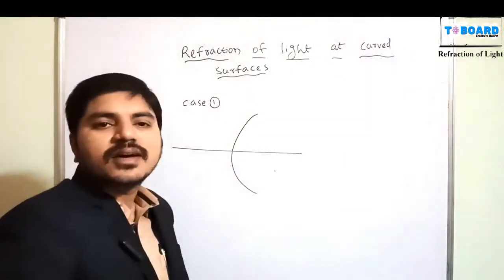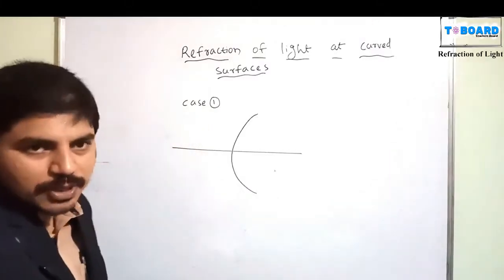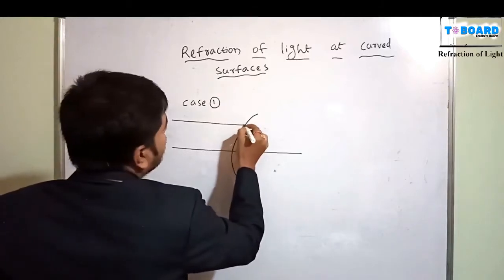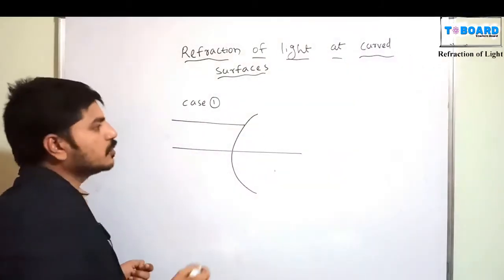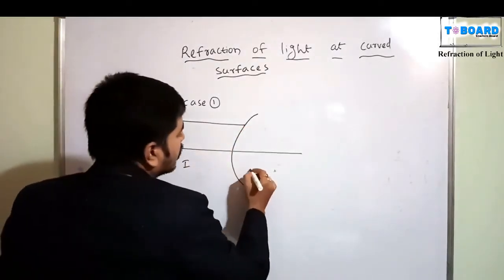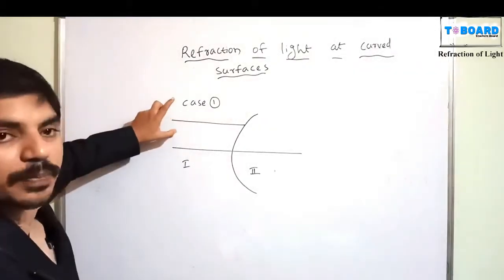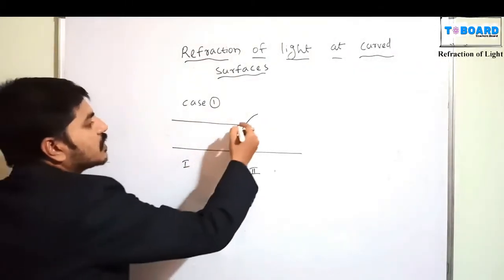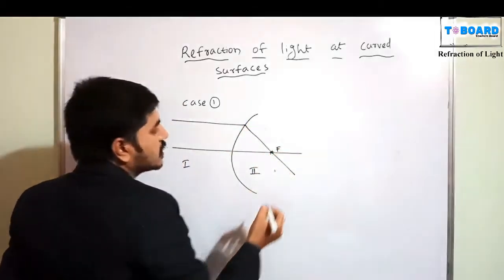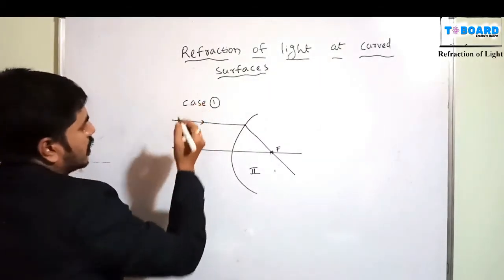In condition one, if any ray is coming from infinity and falls on a curvature, it refracts inside the object. This is the first media and this is the second media. If a ray is coming from infinity and parallel to the principal axis, then after refraction the ray has to meet at the focal point. This is called the focal point. This is the first condition of the ray diagram.